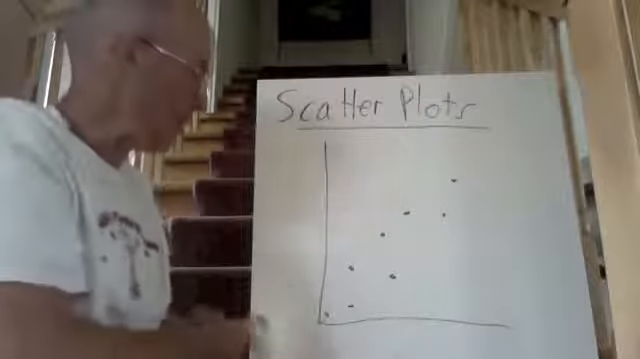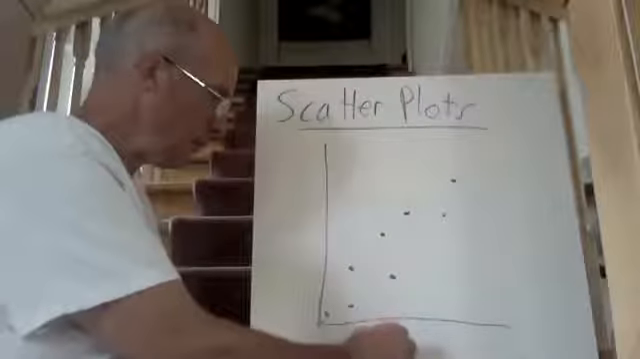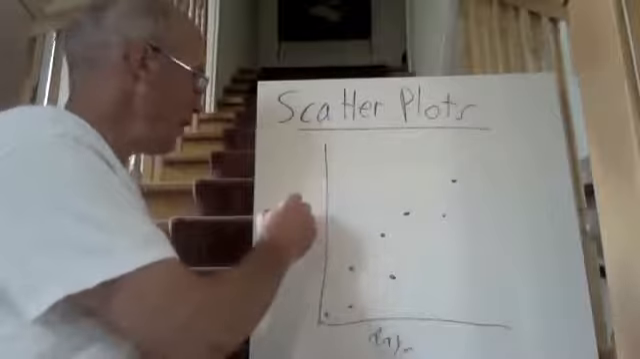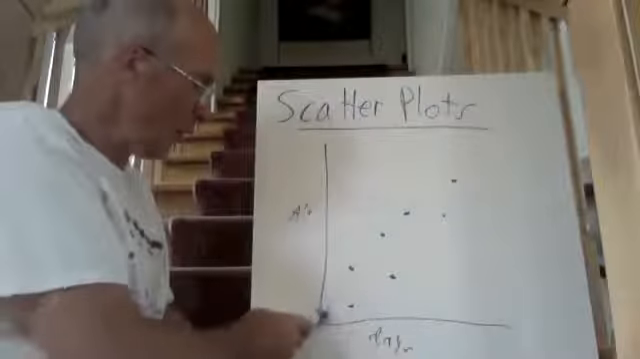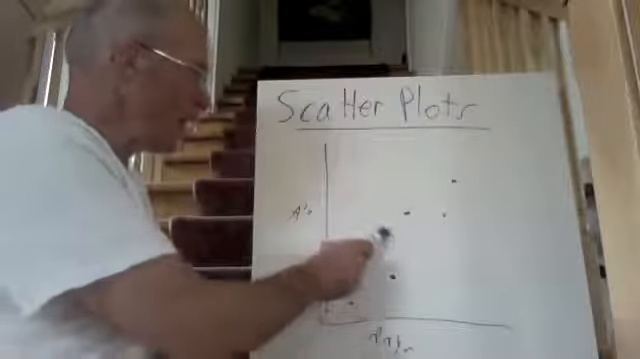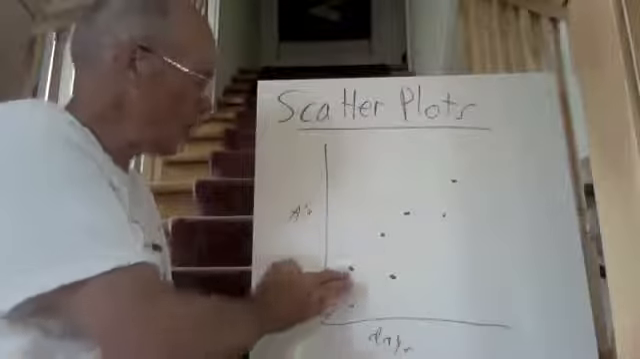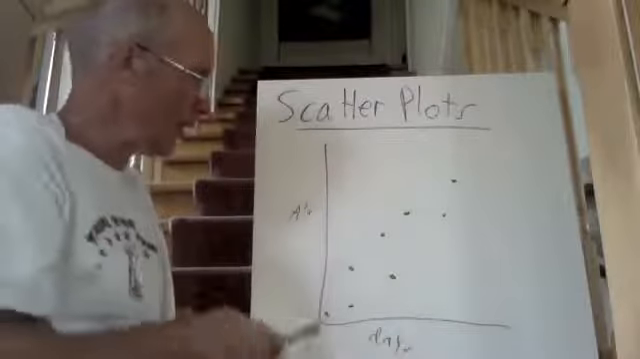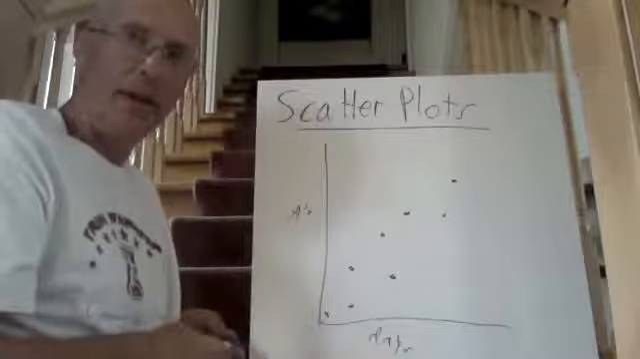I don't know what that might be. Maybe this is the number of days in algebra, and this is the number of A's that you guys are getting on your tests. So when algebra started, there weren't very many A's, and as we've gone along, you guys have gotten more and more A's on your tests. Do you see that? But it doesn't go in a perfect line.